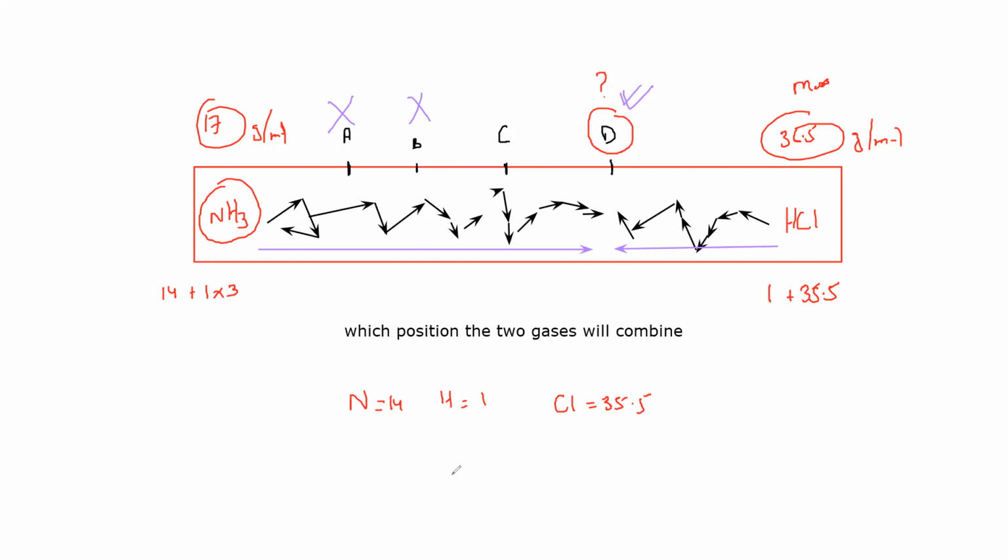Another similar example. You have a container, and this time the two gases, one is carbon dioxide, another one is HCl. Point C is exactly the center, or point B is exactly the center.